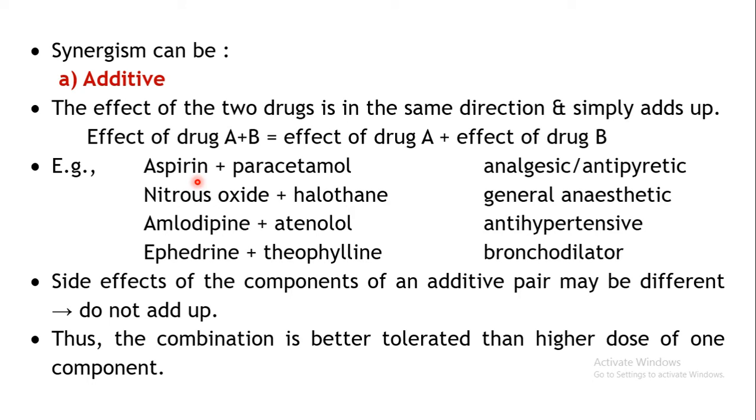Next, consider the example of nitrous oxide plus halothane. Both of these are general anesthetics, so they can be combined together, and both the actions will add up. Similarly, amlodipine and atenolol, both of them are antihypertensive, they can reduce the blood pressure. If you give these two drugs in combination, obviously a greater reduction in the BP will take place. Simply the action will add up.